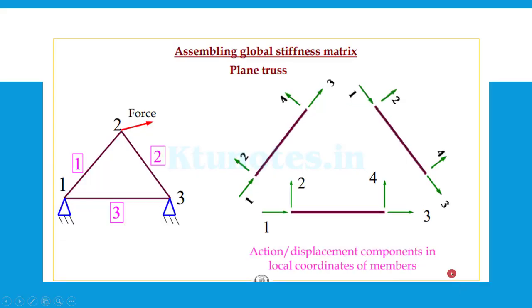So, welcome back to the second lecture. In this class, we will see how to assemble the element stiffness matrix into a global stiffness matrix. We have discussed how to write the local coordinate stiffness matrix, and how to transform it into the global coordinate by the rotation matrix.